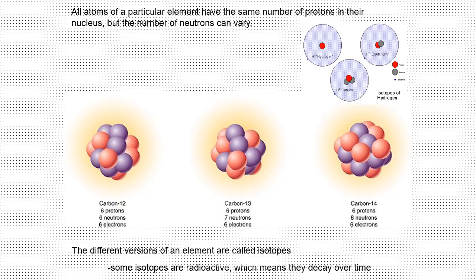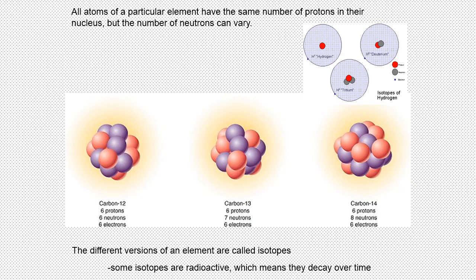Another addition to Dalton's theory involves the number of neutrons in the nucleus. All atoms of a particular element have the same number of protons in their nucleus, but the number of neutrons can vary from one atom to the next, giving different atoms slightly different masses. The different mass versions of an element are called isotopes. Most elements have multiple isotopes, some of which are radioactive. This doesn't mean that they're explosive or dangerous, it just means that they decay over time.